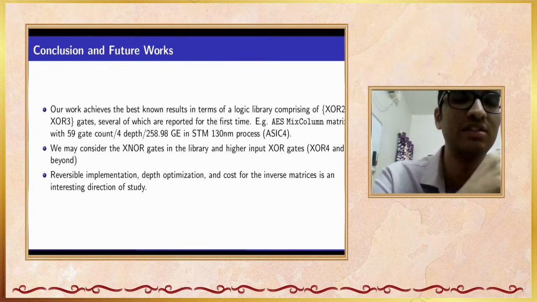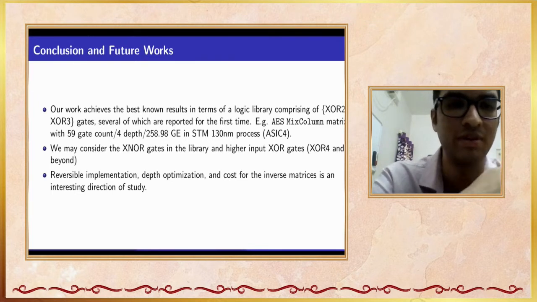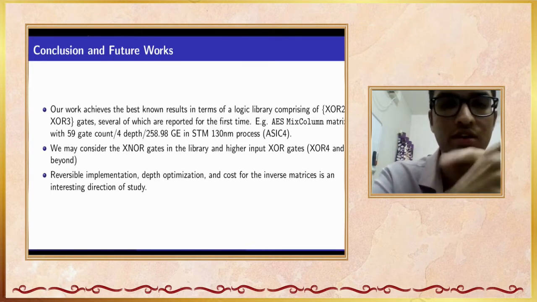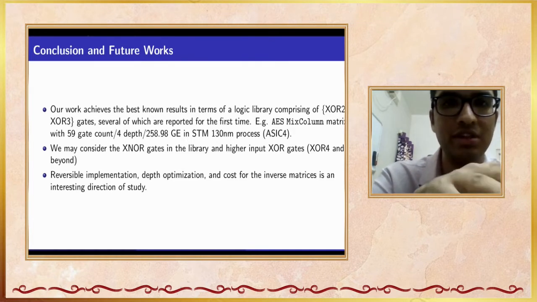So one may also consider the inclusion of XNOR gates as well as higher input XOR gates, such as XOR4 and beyond in the implementation. Similarly, the reversible implementation, depth optimization, as well as cost for the inverse matrices is an interesting direction of study. A majority of the current works only focus on reducing the cost of the circuit without looking into optimizing for the depth as well.